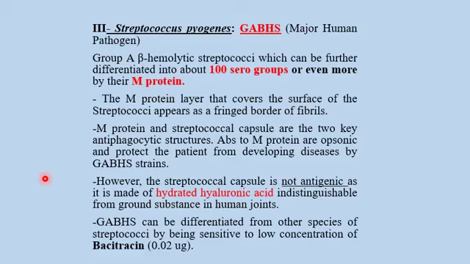It's a protein substance, so the body makes antibodies against it, which can give protection to the patient from diseases caused by this group A beta hemolytic streptococci. But how many M groups do we have? More than 100 serogroups. So if the body formed antibody against one serotype, of course it will not be immune against the other 99 serotypes.